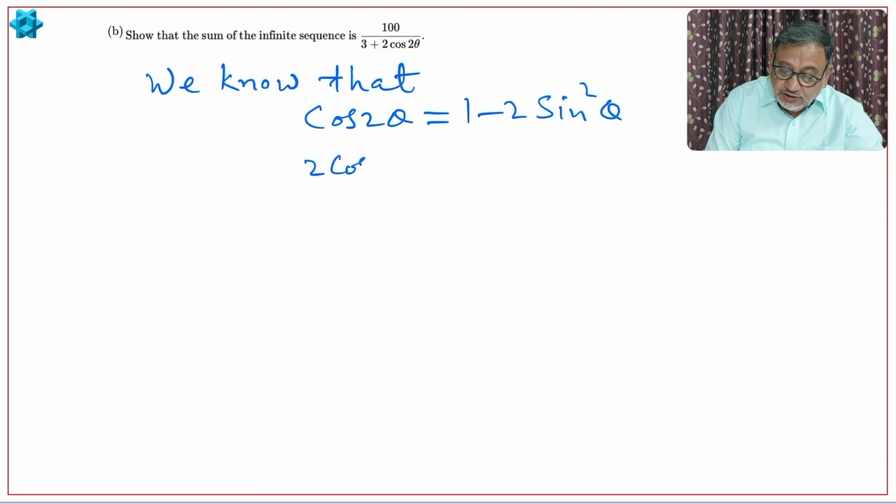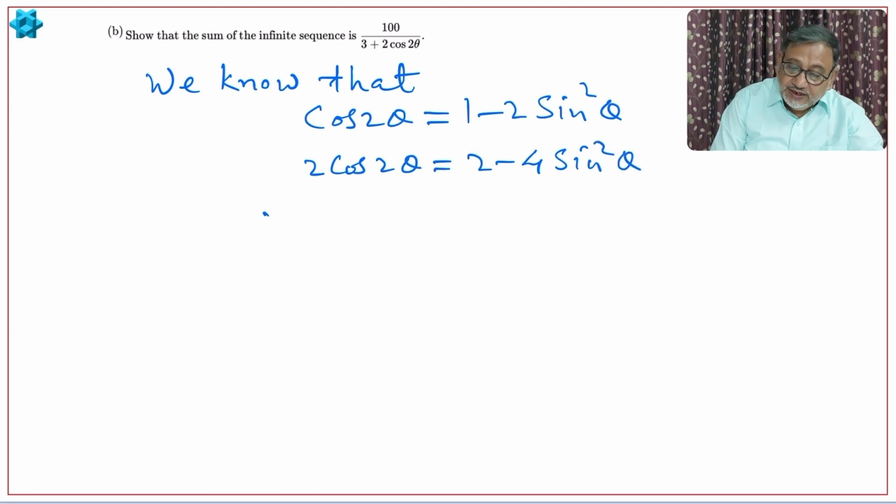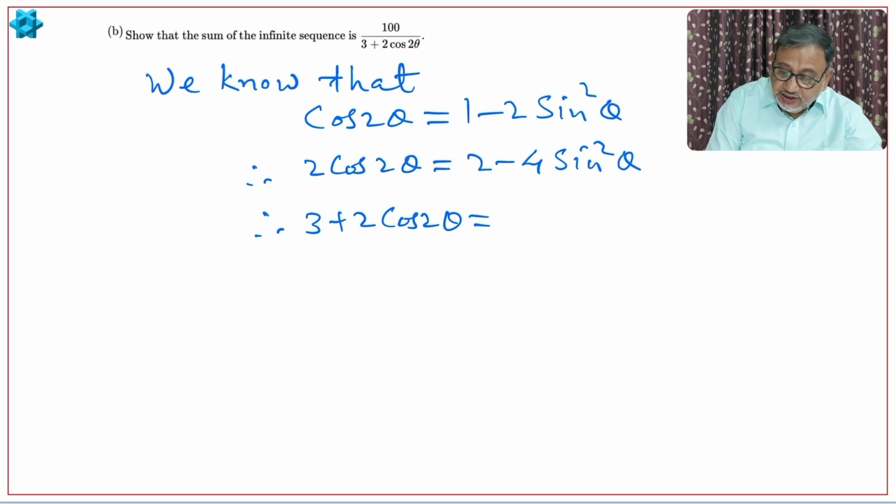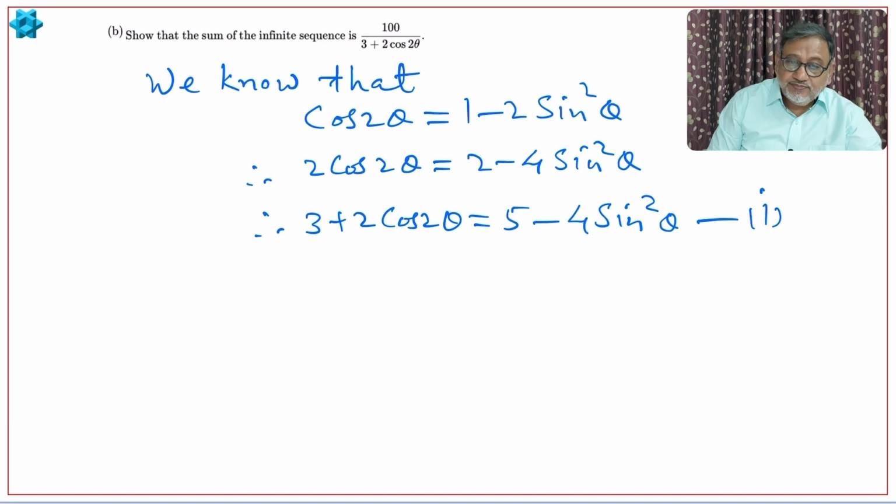So 2 cos 2 theta will be 2 minus 4 sine square theta, right? I am multiplying both sides by 2. Now I am adding 3. So 3 plus 2 cos 2 theta, I am finding the whole denominator. Add 3, so this 2 and this 3 will become 5 minus 4 sine square theta, right? This is equation 1.